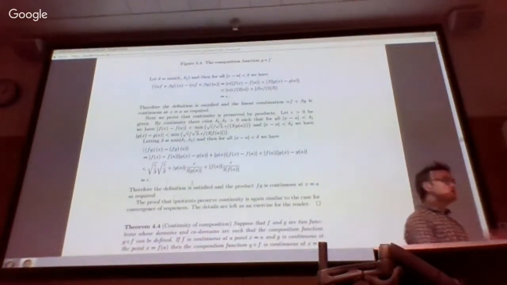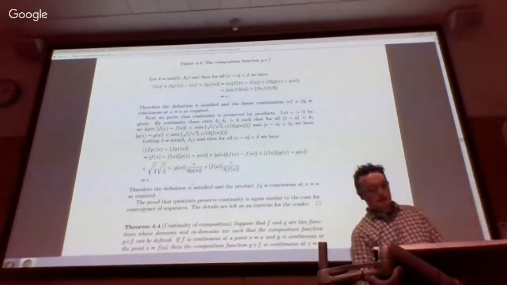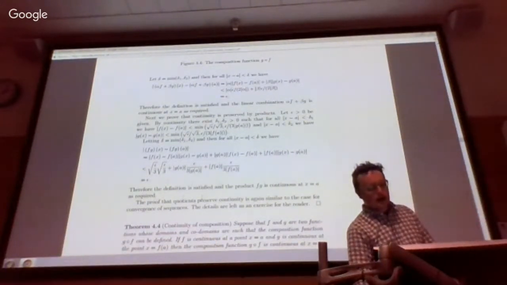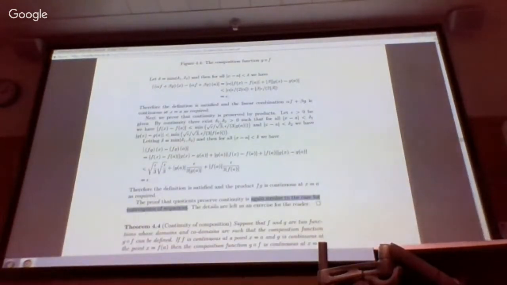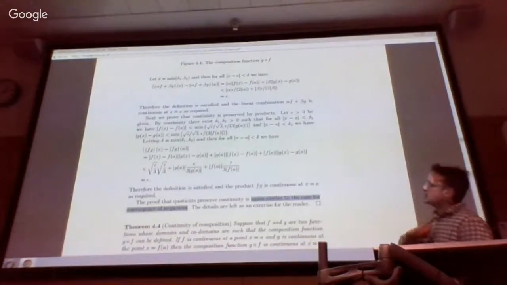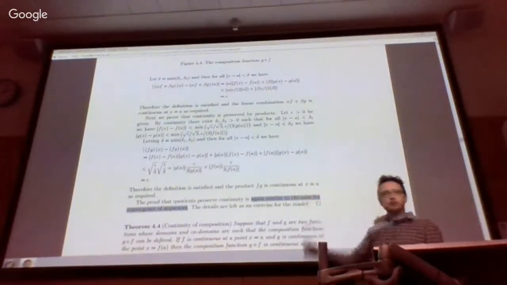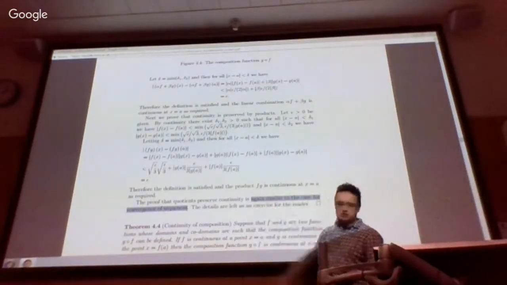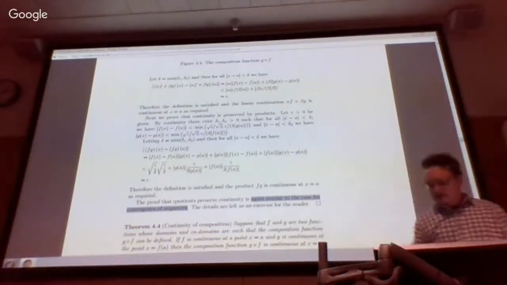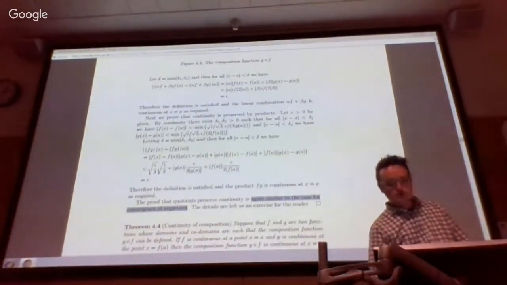To prove that continuity is preserved by quotients as well, that can be, as it says here, similar to the case for convergence of sequences. When we proved that a quotient of sequences was convergent to the quotient of the limits of the numerator and denominator, the technique of proof there is similar to what you need for proving that the quotient of functions will be continuous at the point a if f and g are continuous. So that's one of the exercises in the new tutorial sheet.